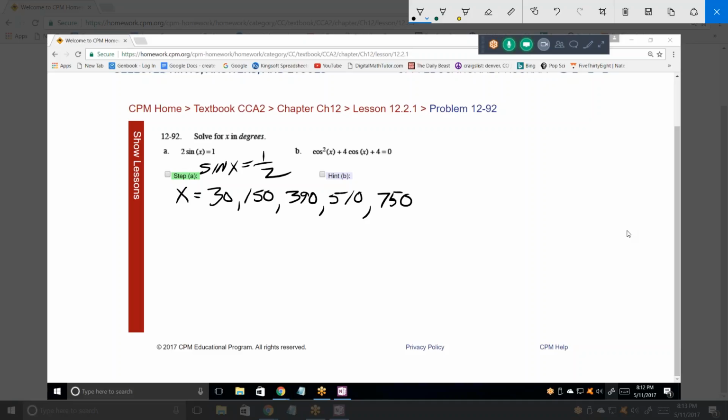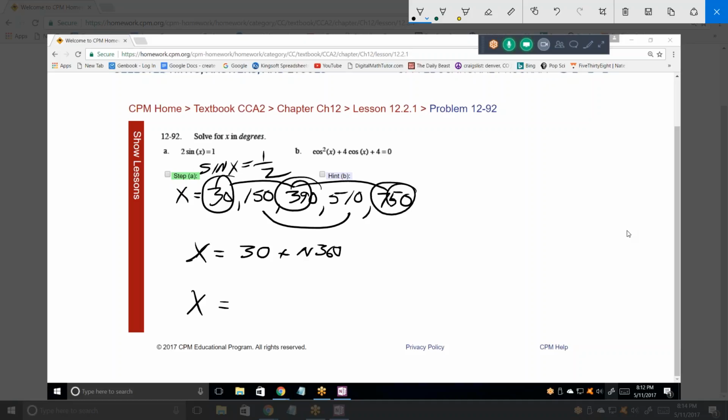Now, look at this series. I cannot represent that series with a single representation. But notice these two are separated by 360. Those two are separated by 360. And these two are separated by 360. So I've got to use two different series here. So what's the answer? What's one of them? 30 degrees plus 360 times n. And that will handle that one, that one, that one, and every one out to infinity. What's the other series? 150 plus n times 360.